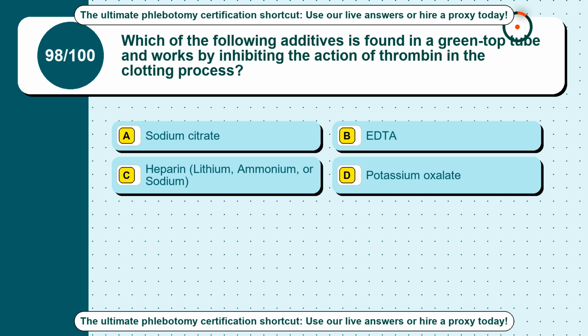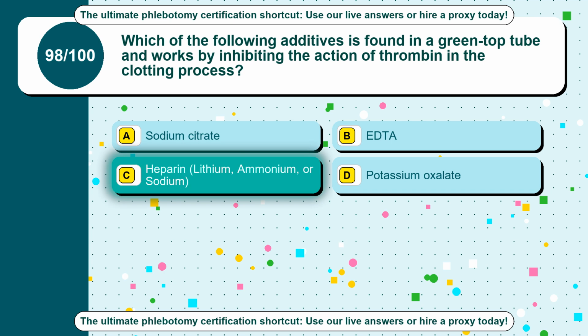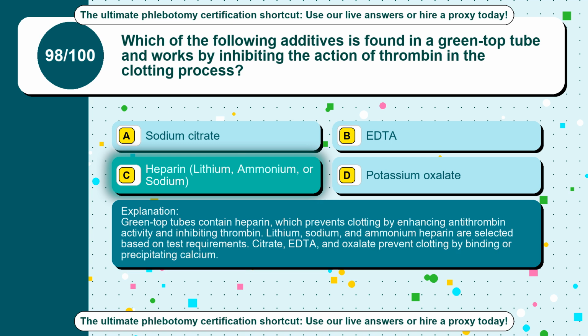Option D, potassium oxalate. The correct answer is option C, heparin, lithium, ammonium, or sodium. Green top tubes contain heparin, which prevents clotting by enhancing antithrombin activity and inhibiting thrombin. Lithium, sodium, and ammonium heparin are selected based on test requirements. Citrate, EDTA, and oxalate prevent clotting by binding or precipitating calcium.